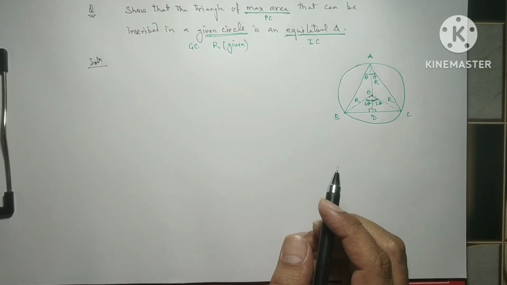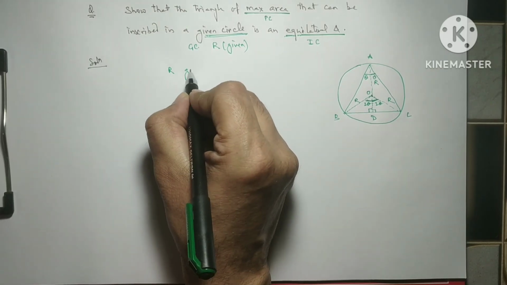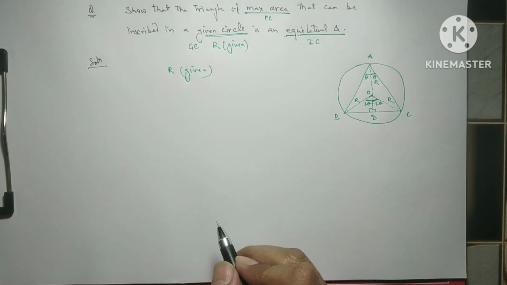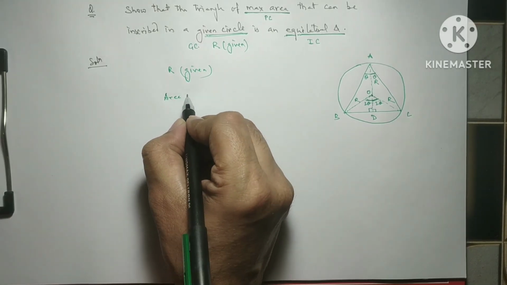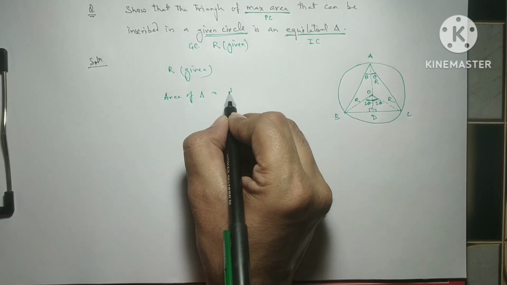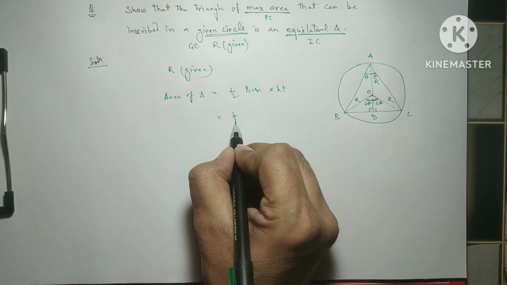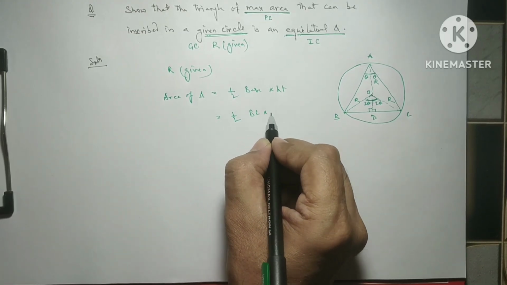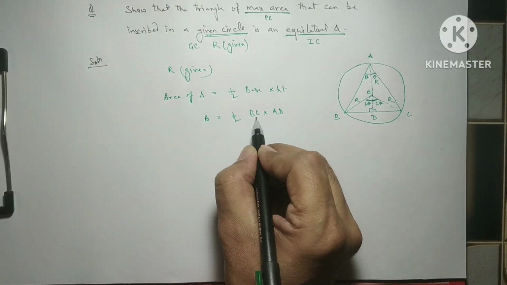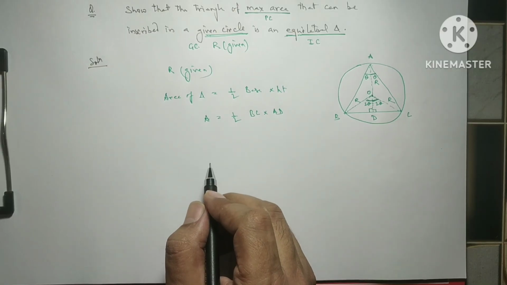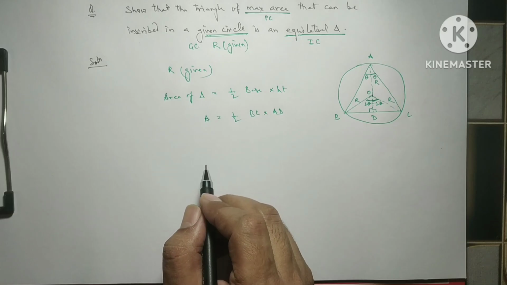So according to this, we want the maximum area. Right now R is given, and you want the area of the triangle. So the formula for the area of a triangle is half base into height. The base of triangle ABC is BC and the height is AD. So we want these two, BC and AD. BC is double of BD, or you can say CD, and you want AD.